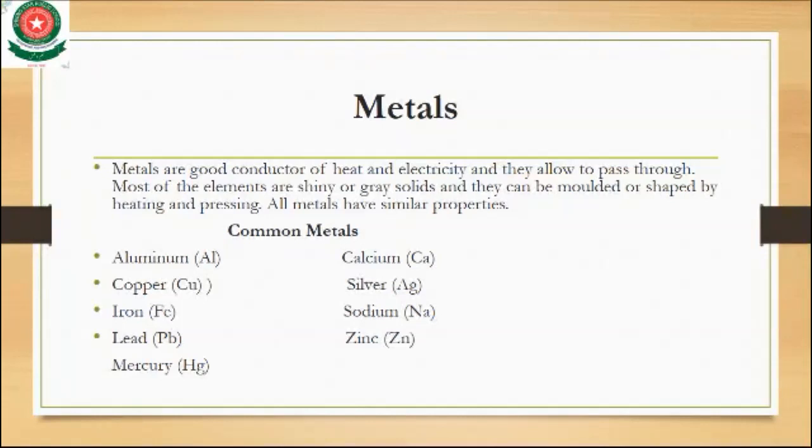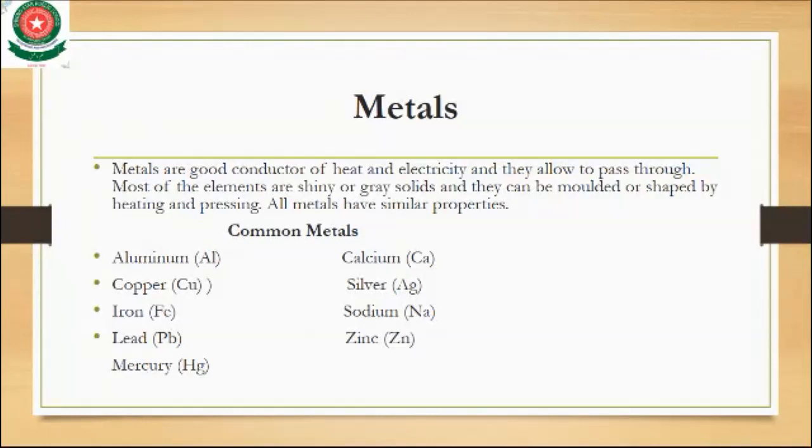In the previous lecture, I told you what a symbol is and how you can write the symbol of any element. So the symbol of aluminium is Al. Copper is Cu. Iron is Fe. Lead is Pb, and the symbol of mercury is Hg. Calcium is Ca. Silver is Ag, sodium is Na, and these are all the symbols.